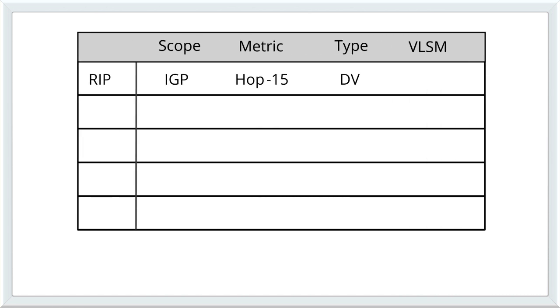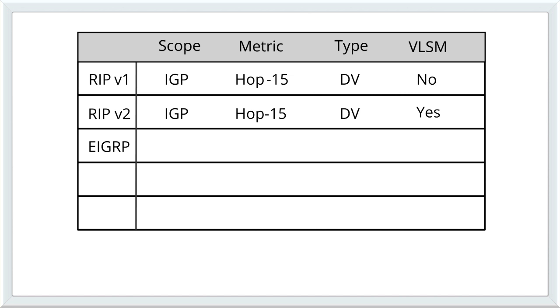RIP is a distance vector routing protocol, meaning that it shares its entire routing table with every neighbor at every routing update. But be aware that RIP version 1 doesn't support variable length subnet masks. The newer version of RIP, RIP version 2, has all the same characteristics of RIP v1, except that RIP v2 supports VLSM.